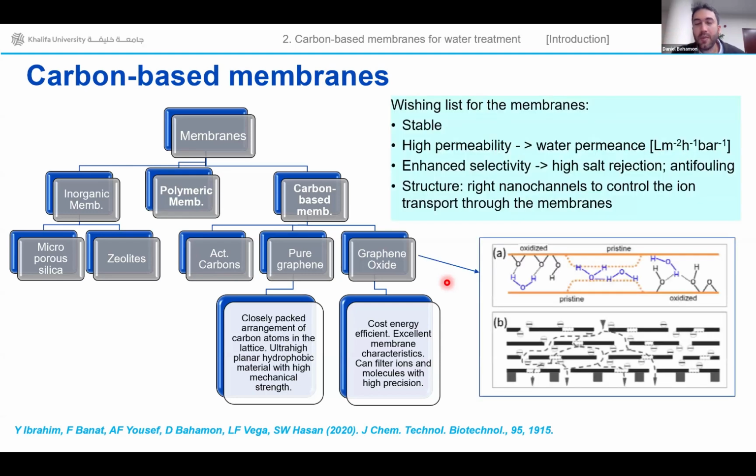As I mentioned for the absorbents, the wish list for these membranes, of course, is stability. You might get a good permeability as well. You need selectivity with respect to other molecules or ions, and you might have the right nanochannels to be able to control the transport of the different species through these membranes.